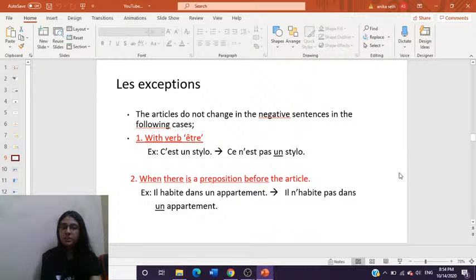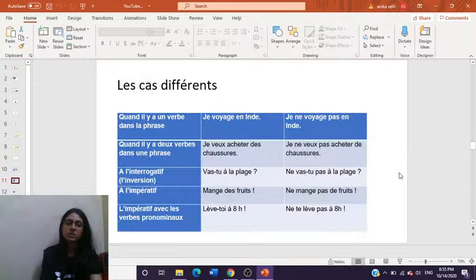And also where there is a preposition before the article. Like il habite dans un appartement, il n'habite pas dans un appartement. Here before the article there is a preposition being used. That is why we are not changing the article.